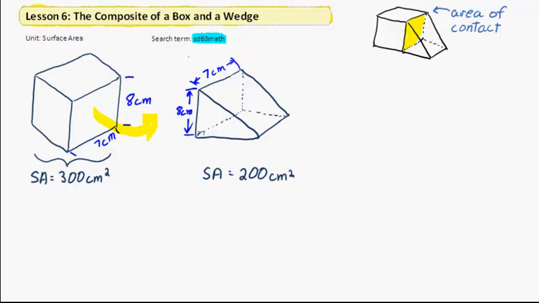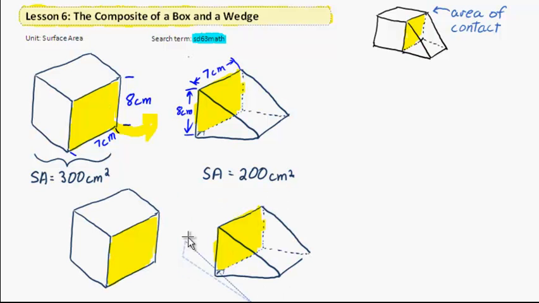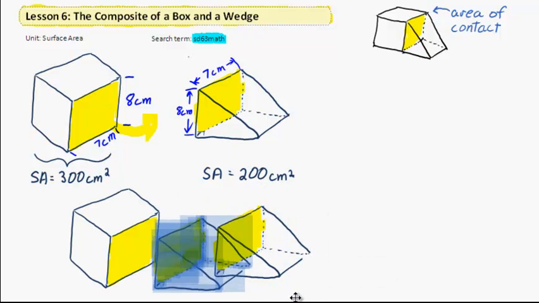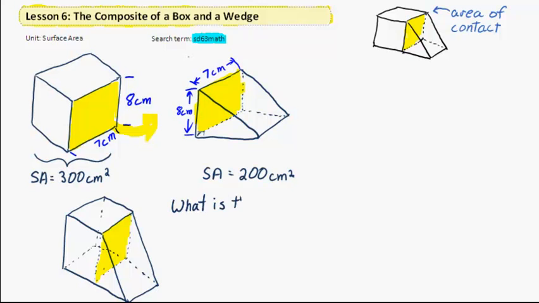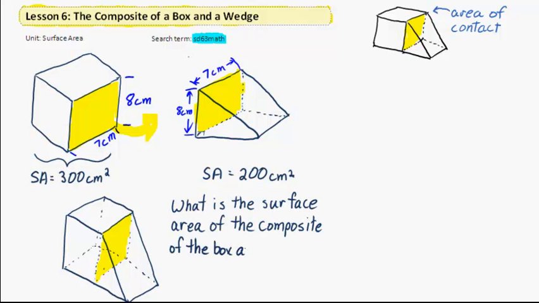Well, let's think about putting them together. If we do, some of what is on the outside of the wedge and on the outside of the box will disappear inside the new object called a composite. Let's put them together, shall we? Here it is. Now I'll just fix that drawing up a little. There we go. Here is the question. What is the surface area of the composite of the box and the wedge?